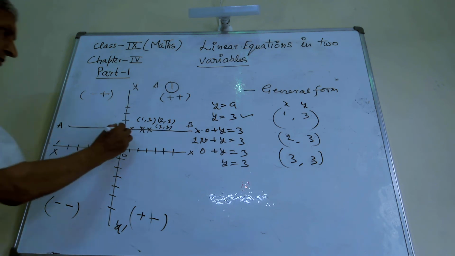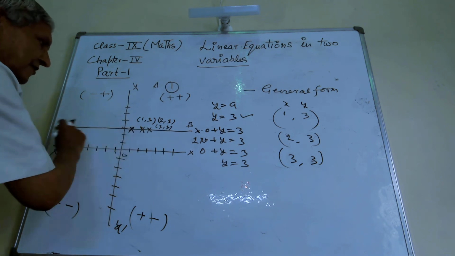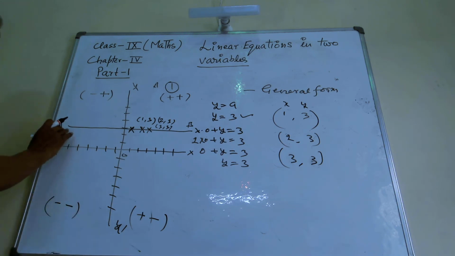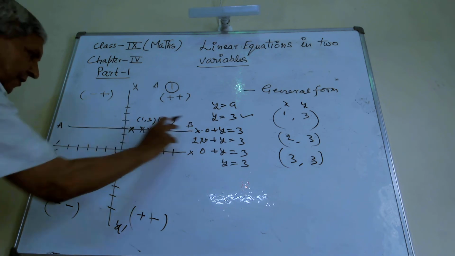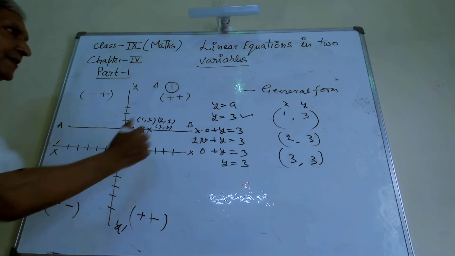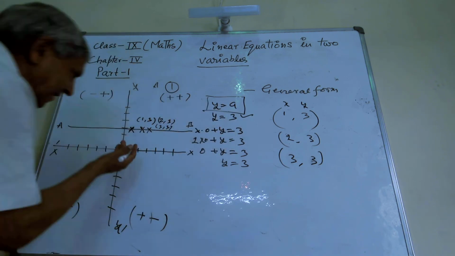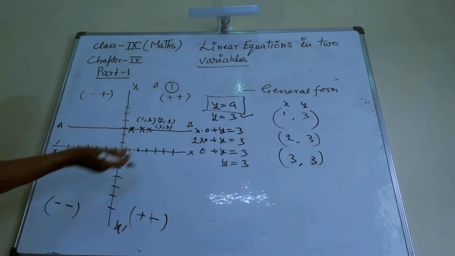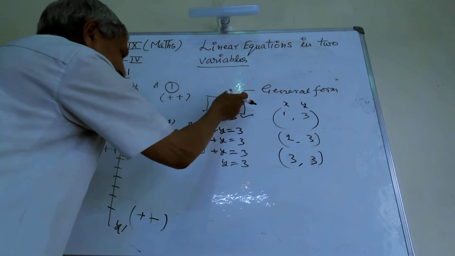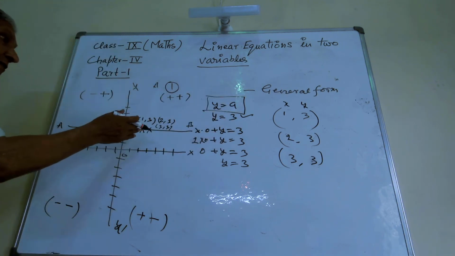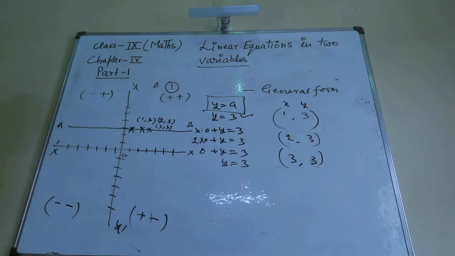So these are the 3 points and I join these 3 points with the help of scale. You see that AB is parallel to x-axis. This is line AB and this is x-axis. Here the equation is in y and the line is parallel to x-axis. When the equation was in x, you have seen in the first example, the line was parallel to y.